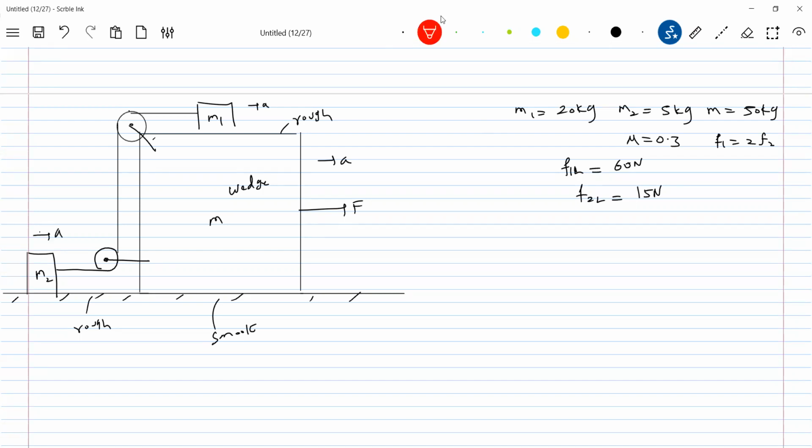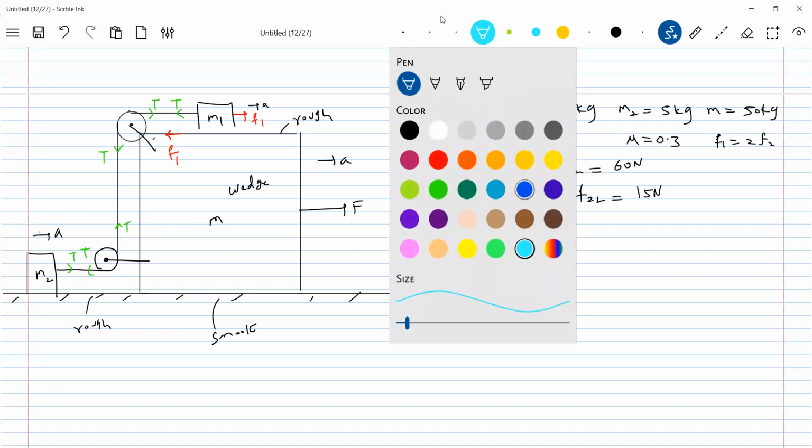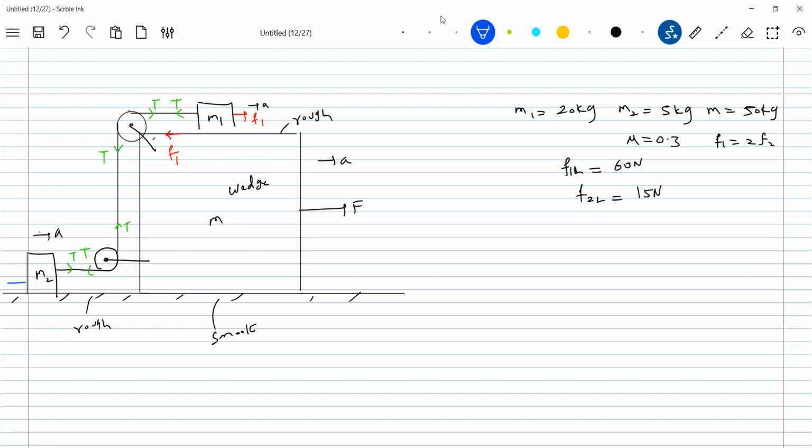So let's assume there is no slipping at all surfaces. Then how will the frictional force be acting? The friction on the wedge will be like this. On the block, tension. This will be the tension. Then the friction here, let it be F2.